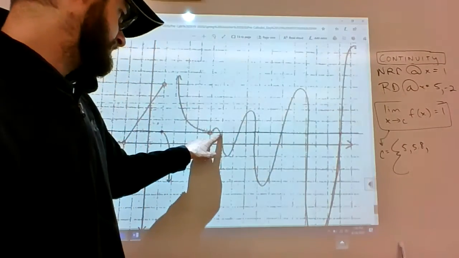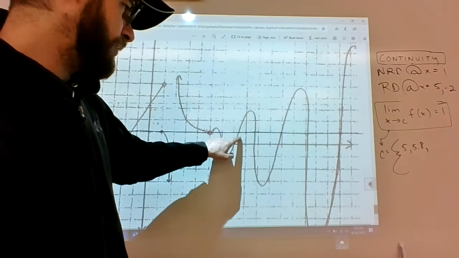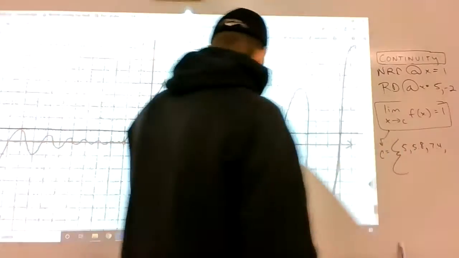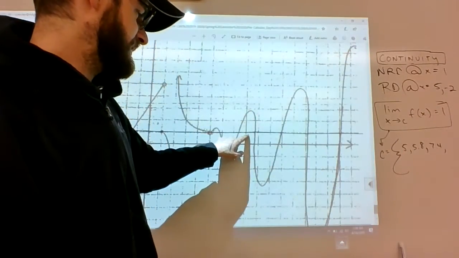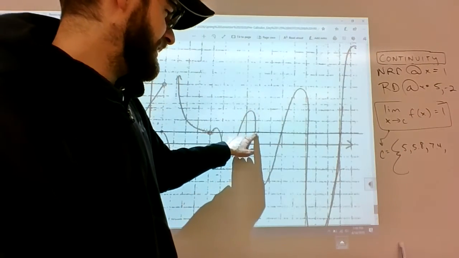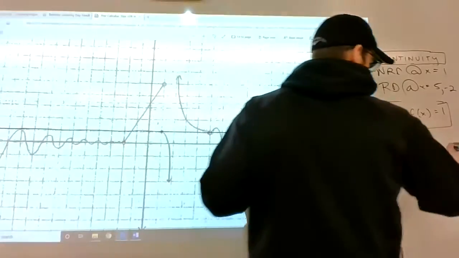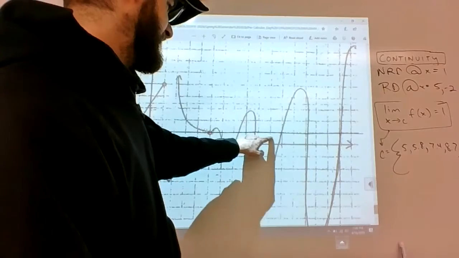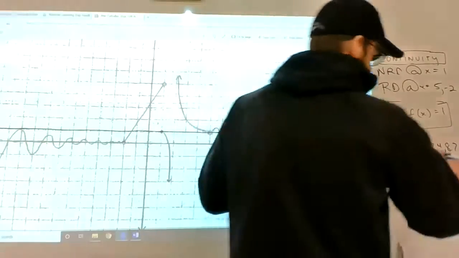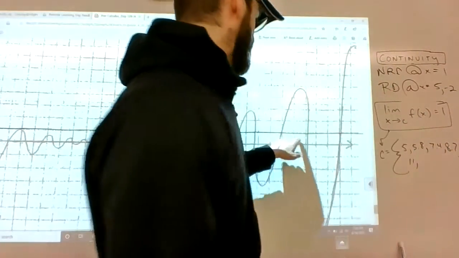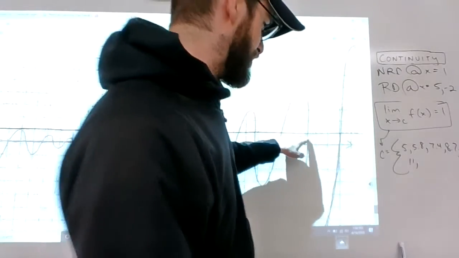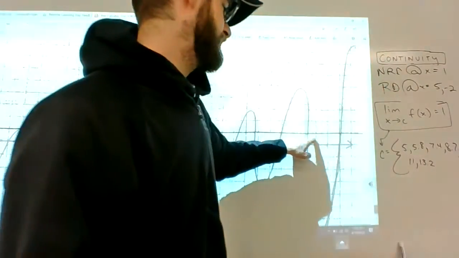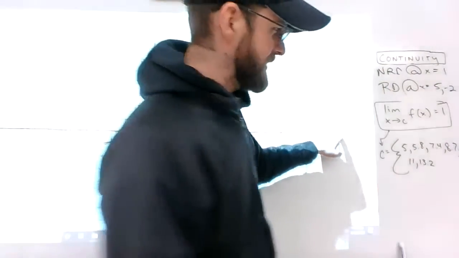And then at 6, 7, 7.4-ish, 8, almost like 8.7, maybe, and then 9, 10, looks like 11. Let's just go with 11. 12, 13.2-ish, and then 14, 15, looks like about 16.